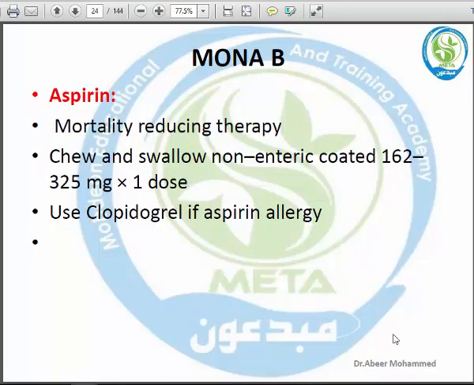Aspirin is a magic drug which is important in the management of acute coronary syndrome. It has a mortality reducing effect. Loading dose is the chewable، بتكون chewable من 162 up to 325 milligram per dose. In case إنه العيان عنده aspirin allergy or he can't use aspirin, we can substitute clopidogrel, which is the P2Y12 inhibitor.